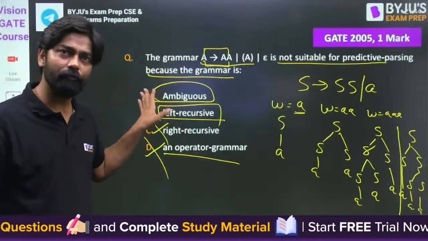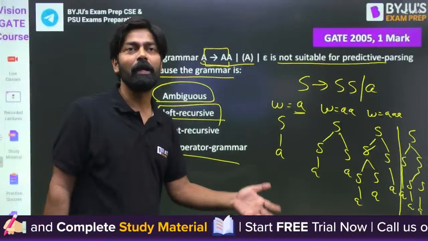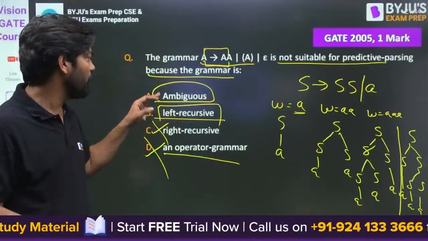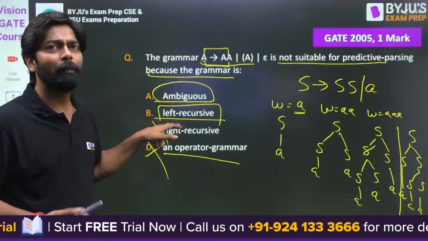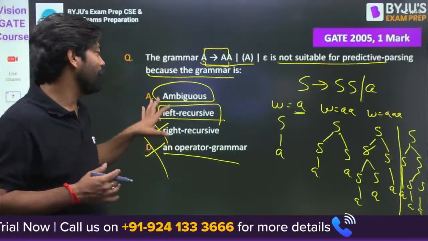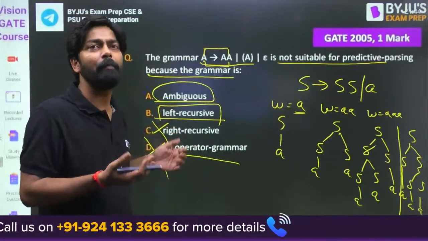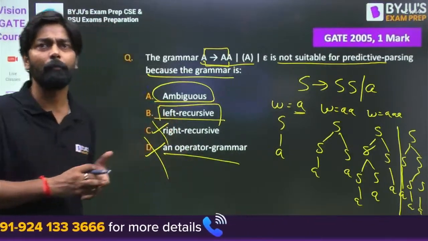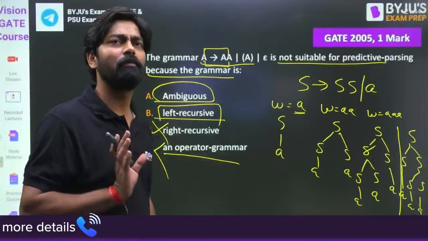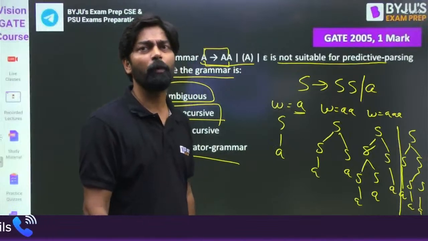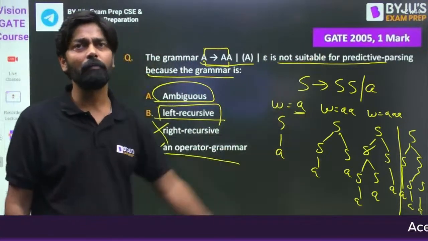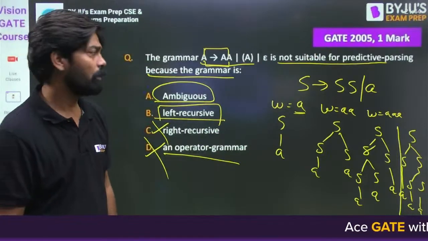Maybe in MSQ they will ask this, and this year you will go with both options. There is nothing wrong, ambiguous and left recursive. Before, when we had only MCQ, you would say, sir, we give ambiguous more priority than left recursive grammar. But nowadays, if it is an MSQ question, definitely I will say you can go with A and B. No problem at all, because either it is left recursive or ambiguous, it will not be suitable.